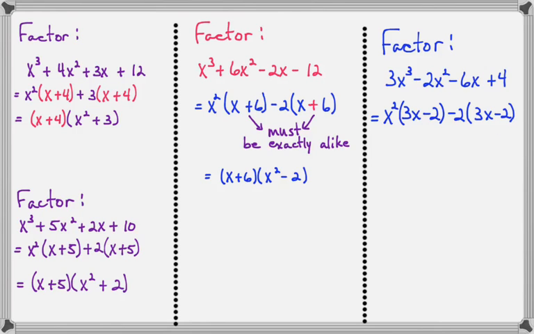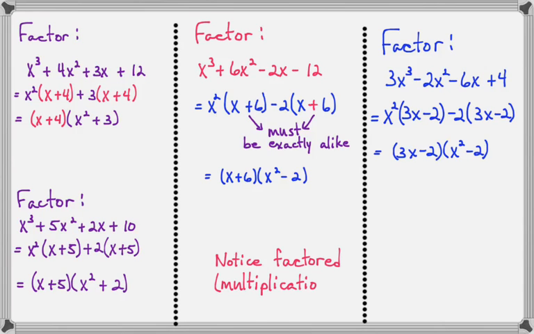And now they both have a 3x minus 2 and an x squared minus 2. So notice again what factored form means. It means that we have binomial times binomial, or polynomial times polynomial. In other words, there's not a plus sign in between these. Factored means you have it separated into multiplication parts.